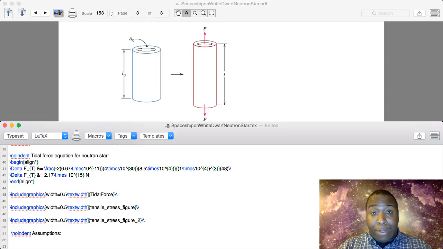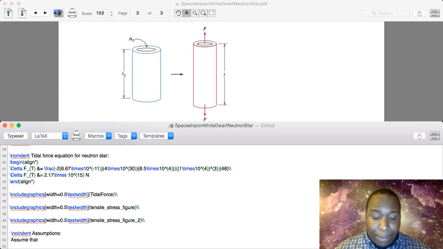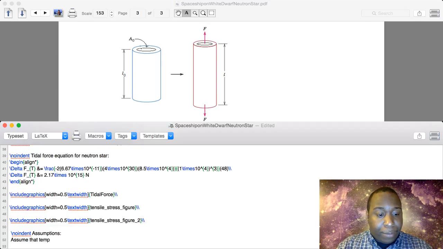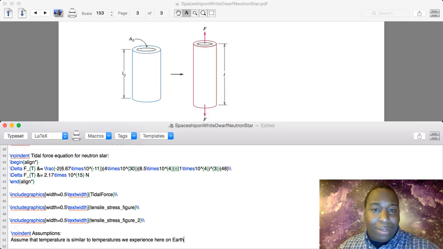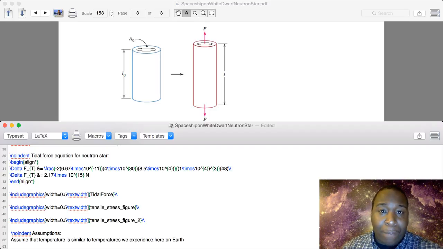So first things first, we're assuming, of course, that we're not concerned with any sort of extreme temperatures. So let's just assume that the star has had enough time to cool down, such that the temperature is similar to temperatures we experience here on Earth. And it's important that we assume this one particular assumption, because if the temperature is too cold or too hot, the material of our space shuttle will act differently.